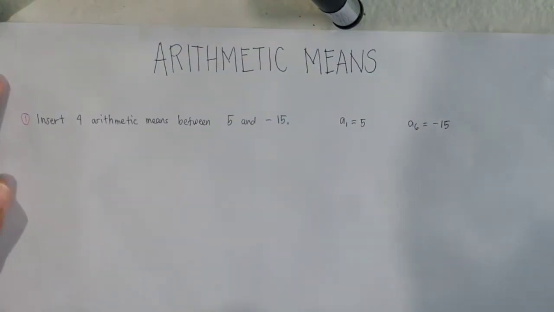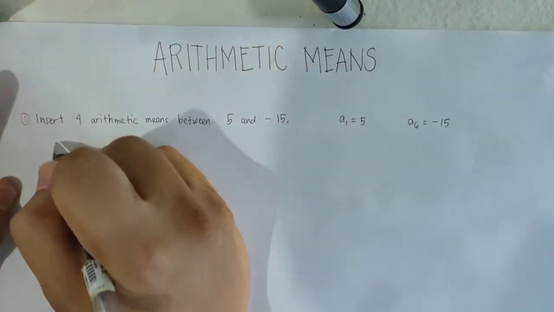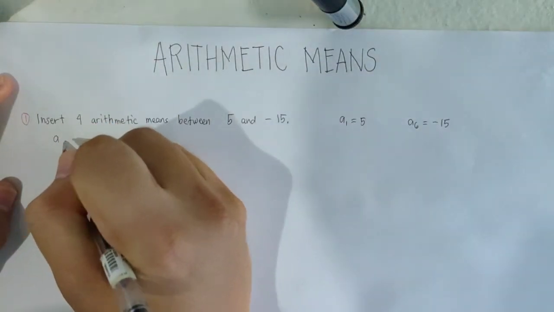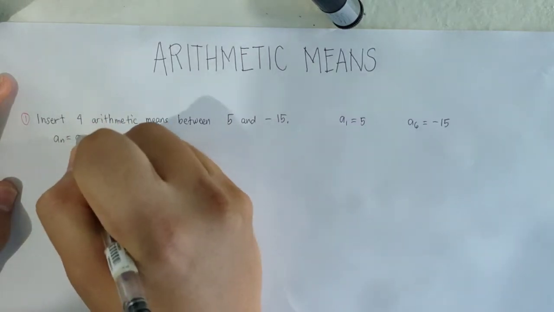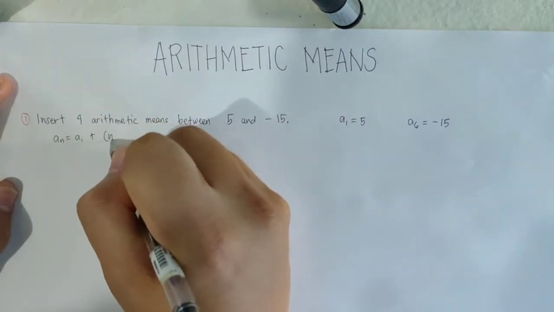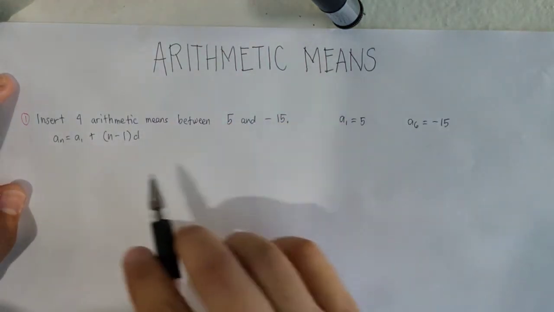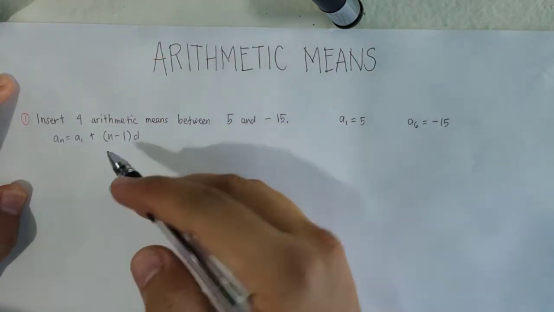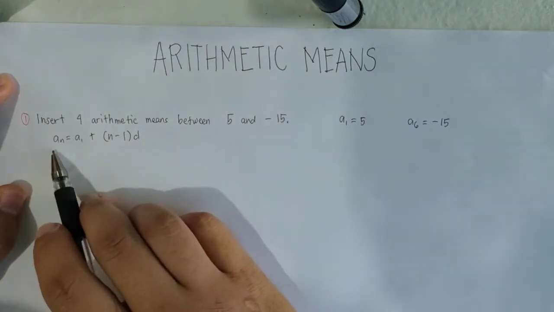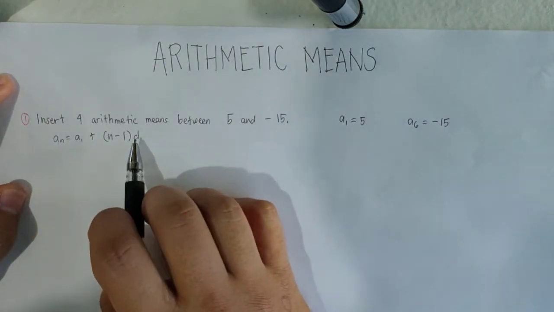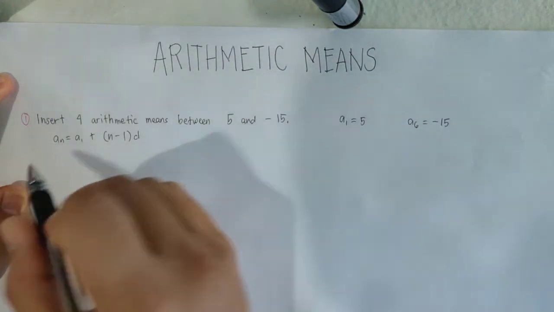So, ang formula for arithmetic sequence ay a sub n is equal to a sub 1 plus quantity of n minus 1 times d. Meron na tayong a sub 1. Yung a sub 6, pwede na gamitin yan dito sa a sub n. Ang wala lang tayo is d. So, compute muna for d.